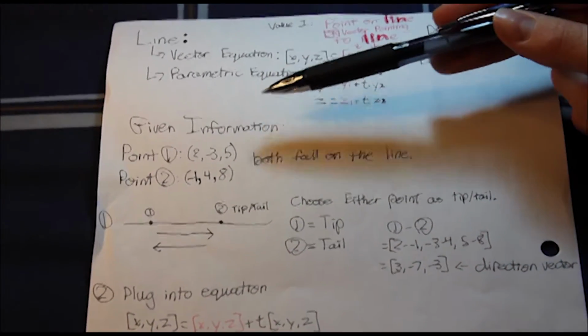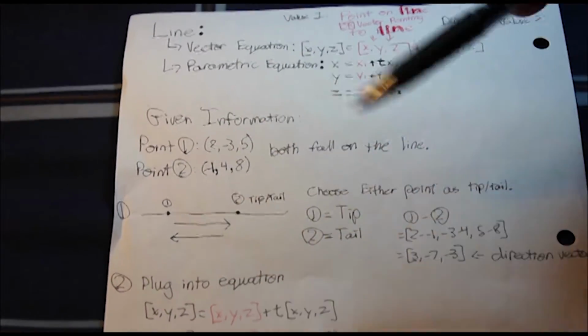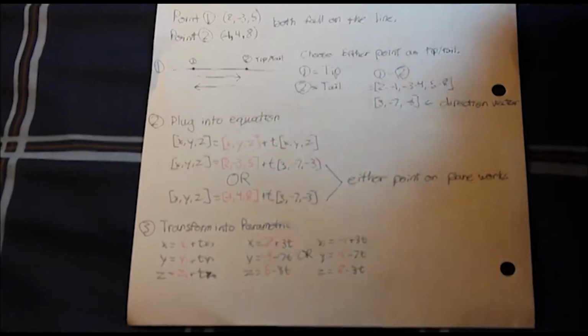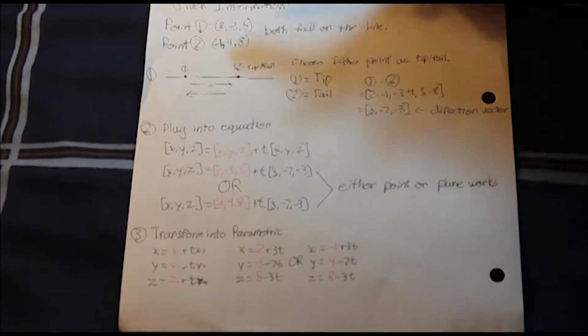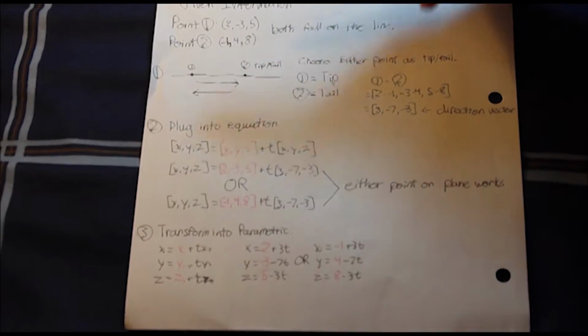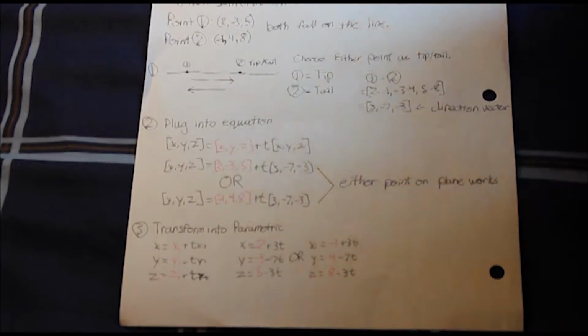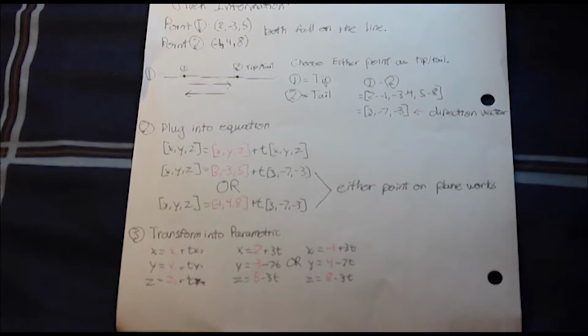In this question, there are two pieces of given information, the first point and the second point, which both fall on the line. So with these two points on the line, we can get both our direction vector and the point on the line. Either one of these will work for the point on the line, so that's our first piece of information. The second is a direction vector.